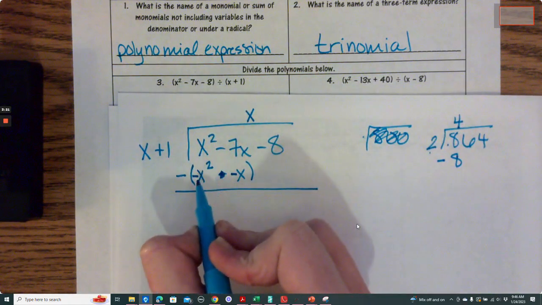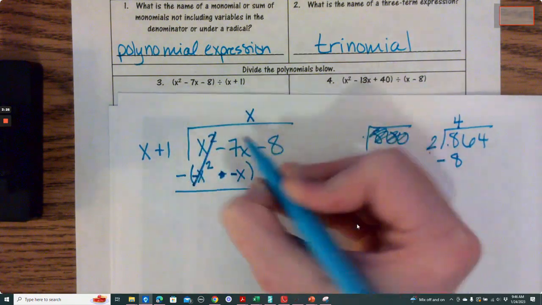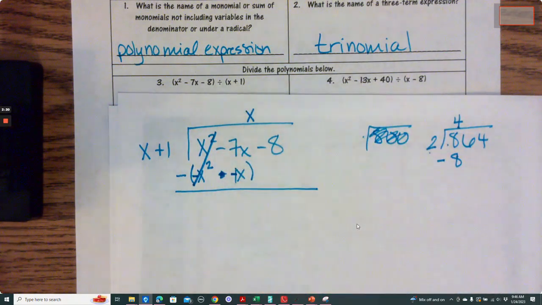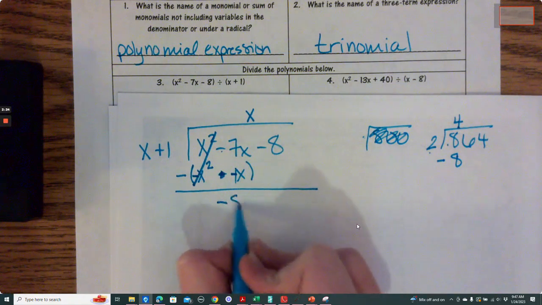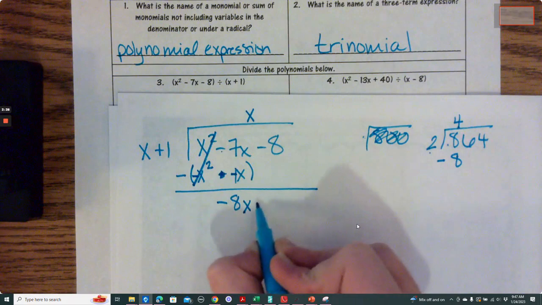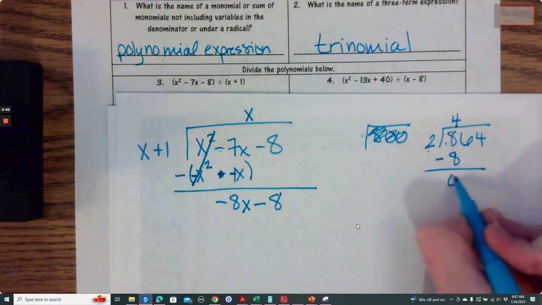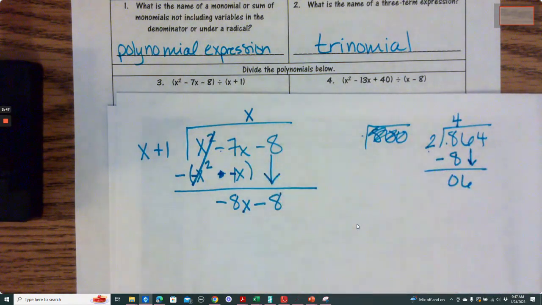So x squared minus x squared, those cancel. Negative 7x and a negative x. Remember, there's an invisible 1 here. So negative 7 and a negative 1 make a negative 8. And then there's nothing being subtracted from this, so we just bring it down. Same thing here. Subtract here and you get a 0, and you bring the 6 down. You're just bringing that down.